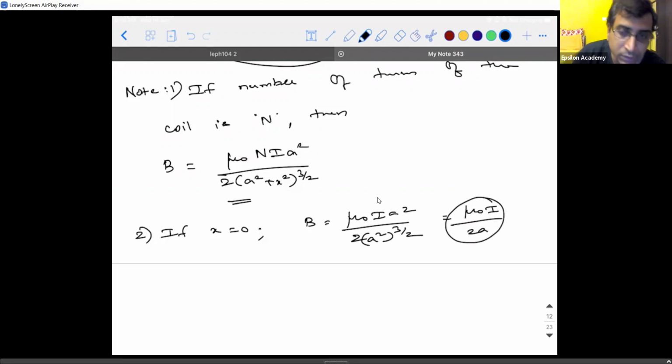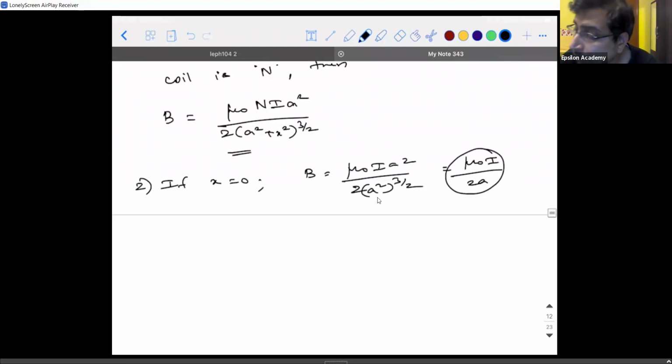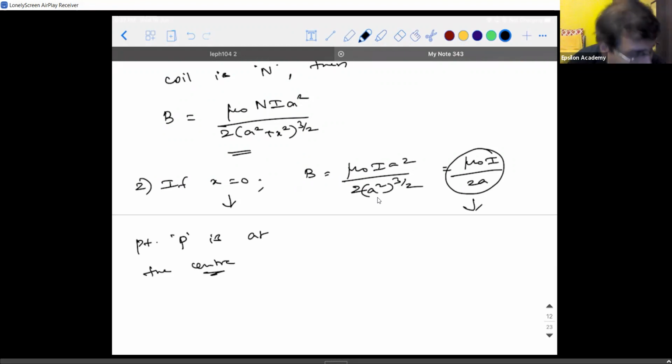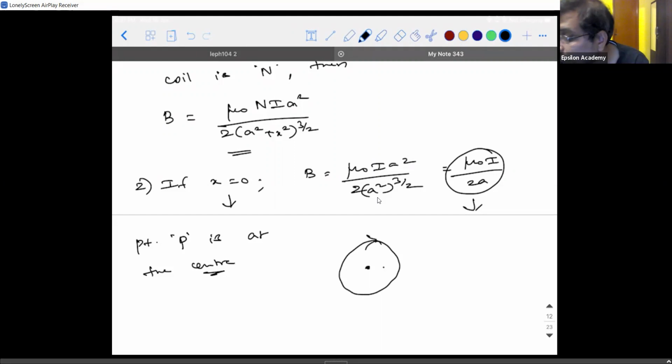So what is the meaning of this? When will x be equal to 0? When x will be equal to 0 means the point P is at the center of it. Okay, when the point P is at the center, magnetic field due to a circular coil at its center is given by this value, mu naught I divided by 2 into a. Yesterday, if you revisit your notes and tell me, yesterday we would have seen expression for something else which is similar to this. Can you look at your notes and tell me?